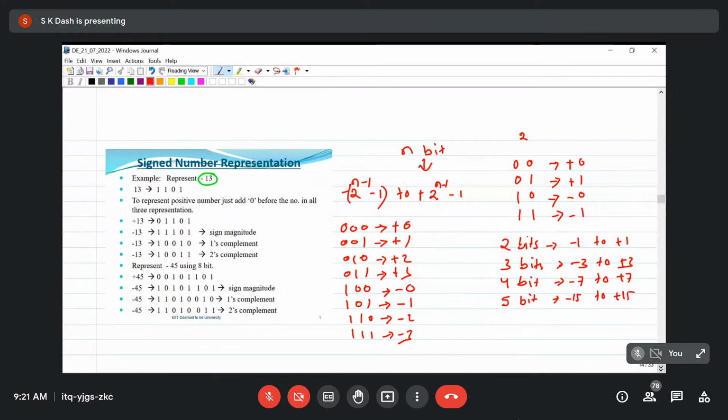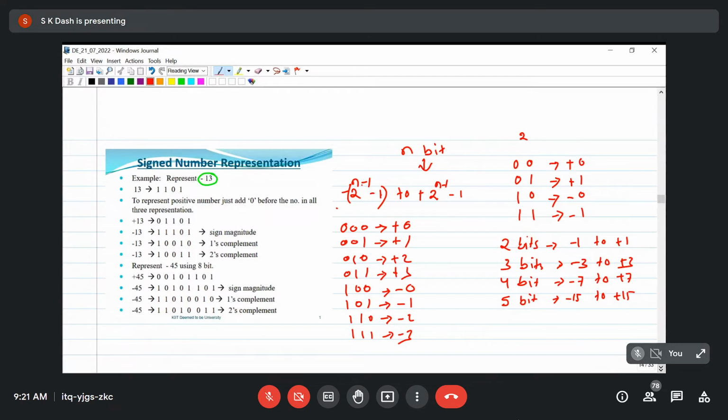Let us clear this doubt first. Suppose n equal to 5. So what will happen? This will become 2 to the power 4, 16, minus 1, 15. So this will be minus 15. Is it clear? This doubt clear? In the first semester, as we studied, it is -16 to +15. That will come here. It is not that here.